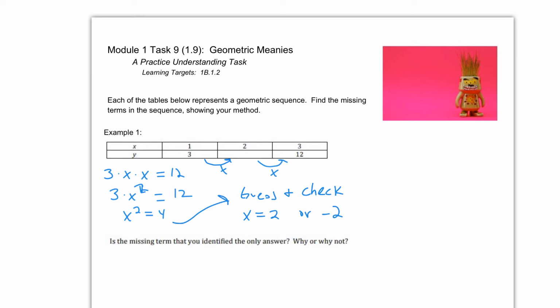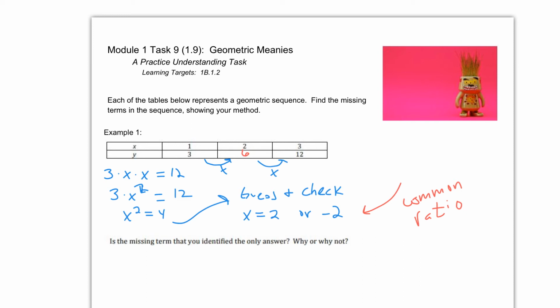So let's label that. So this number that we found for x, this is our common ratio. And that tells us that in order to get from this term here to this one here, we need to multiply by 2. And 3 times 2 would give us 6. So we can fill that in with 6.